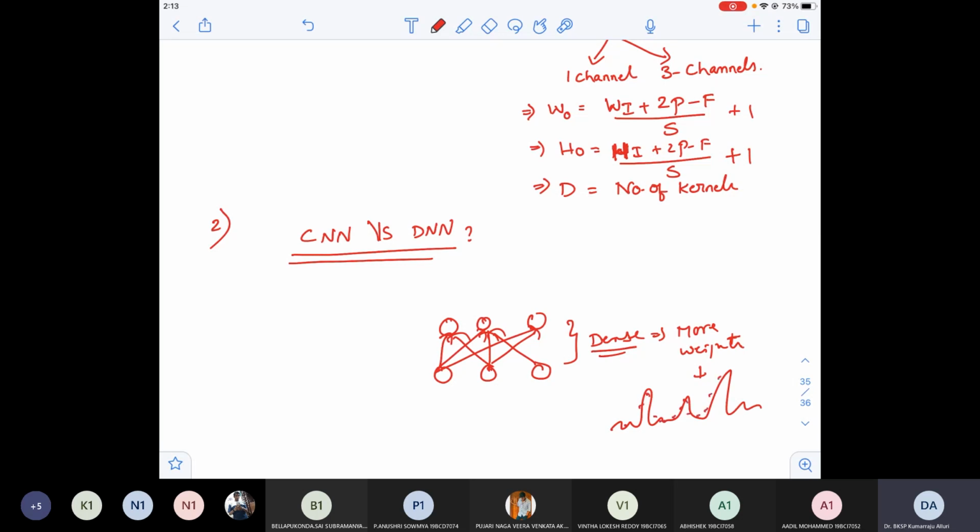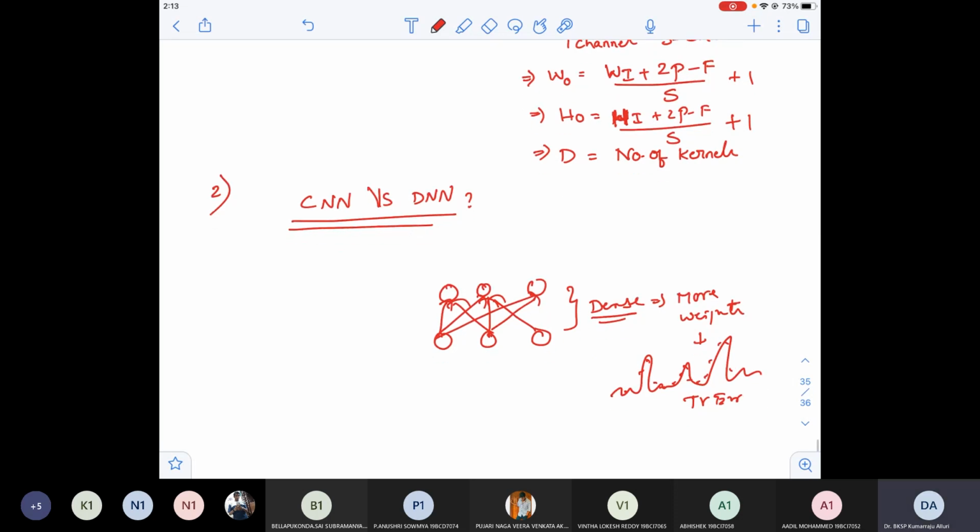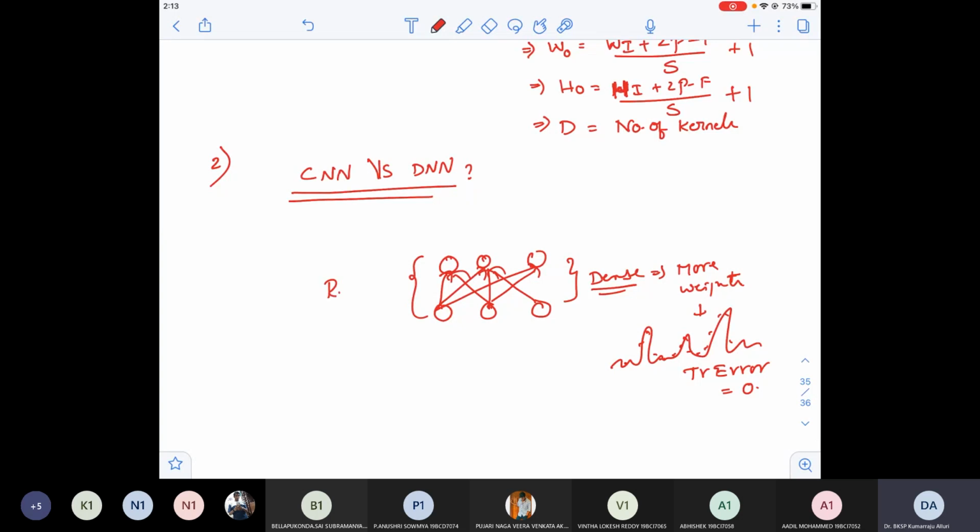Any training point you can have an exact fit. That is nothing but training error being zero. When training error is zero, it leads to a situation of overfitting, which I don't want. So that means I need to reduce these weights. Reducing these weights is possible with the CNN and not possible with the DNN. Fine. This motivation we have told earlier itself.